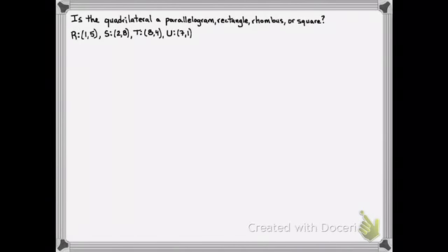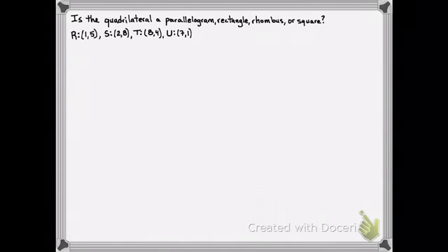All right, so in the last video we looked at some coordinate geometry with a triangle. Now we're going to take a look at a four-sided figure. We have four coordinates, R, S, T, and U. And we want to know, is this four-sided figure, this quadrilateral, a parallelogram, a rectangle, a rhombus, or a square? So we have to make sure that we remember and recall, it's been a couple of months, what each of these shapes has that's special.